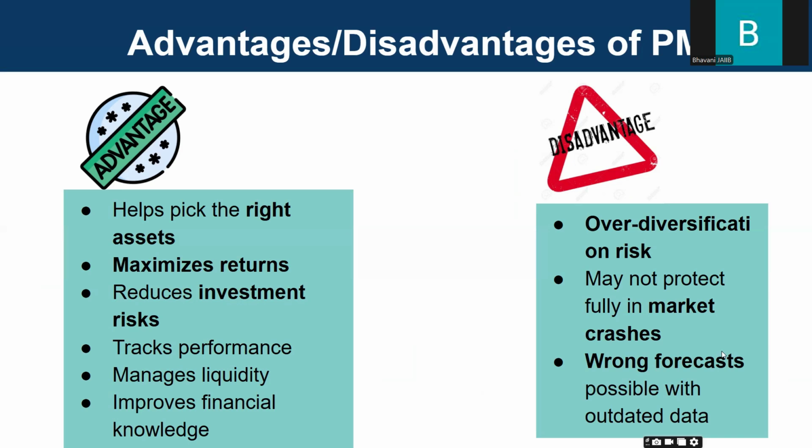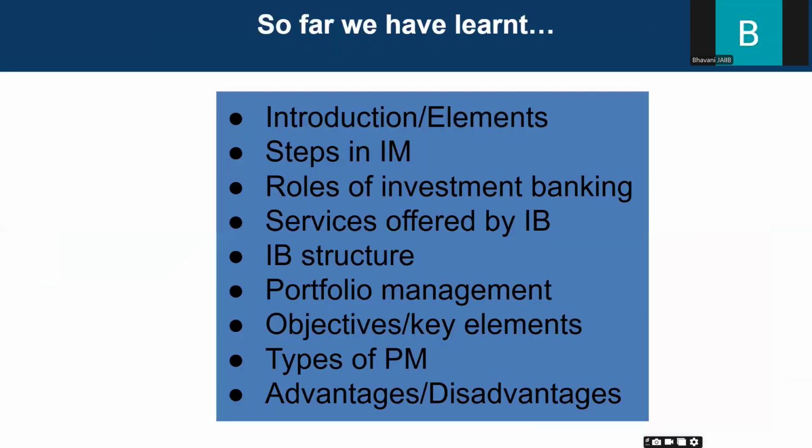Investment management is not just about where to invest. It's about why, when, and how much to invest. So far, we have learned the introduction, the elements, the steps in investment management, the roles of investment banking, the services offered by investment banking, IB structure, portfolio management, its objectives and key elements, the types of portfolio management, its advantages and disadvantages. So go through this chapter properly.